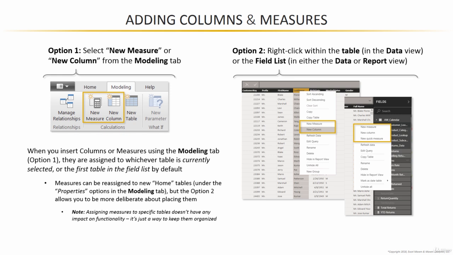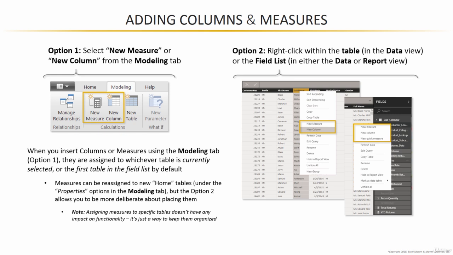Now, when I say assigned to a table, I basically just mean this field that we're creating has to live somewhere. It has to be organized somewhere within our data model, so we can determine what its home table should be. So for instance, measures that are related to sales would likely go into our sales data table, whereas calculated columns related to customers might live in our customer lookup table. It's purely an organizational tool, no impact on actual functionality.